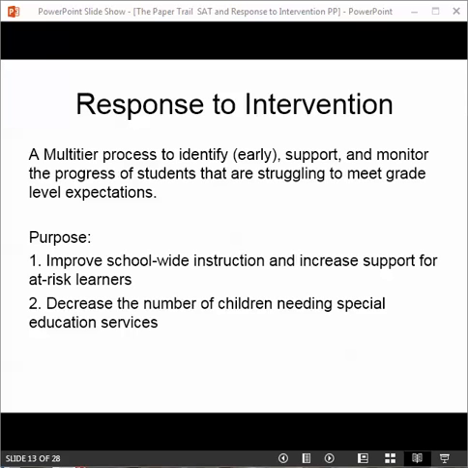So we discussed the SAT's role in the response to intervention process. So we're going to look at that process. There are some different models, but the one that's used frequently is a three-tiered approach. So it's a multi-tiered process to identify, give early support, and monitor the progress of students that are struggling to meet grade level expectations. The purpose is to improve school-wide instruction and increase support for at-risk learners and to decrease the number of children that may need special ed services. If they get interventions provided in the classroom and they get brought back up to grade level, they may not need special education.